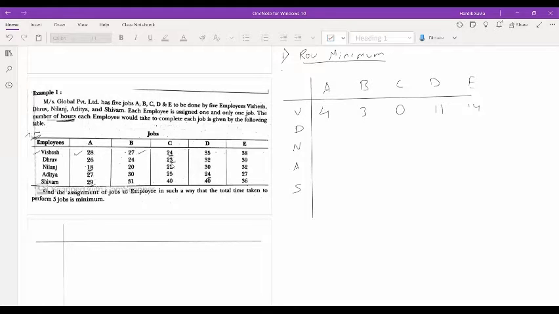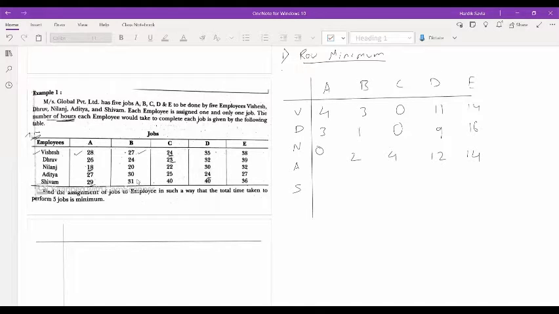In the second row, minimum value is 23. Subtract 23 from all the other values. 26 minus 23, 3, 1, 0, 9, 16. In the third row, minimum value is 18. So 0, 2, 4, 12, 14.